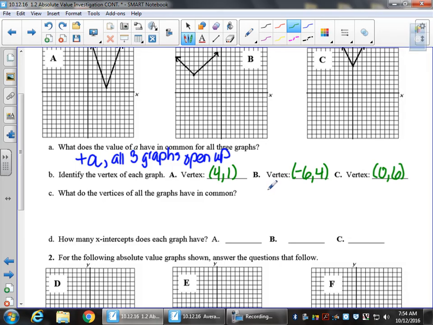Let's see if we can make a generalization about H. Does H have anything in common? Negative 6 is greater than 1? No. So I have a positive, a negative, a positive. That's H. How about the K values? Since I have positive K values across the board, what kind of shift has happened to all three graphs? Up. All three graphs have been shifted up.